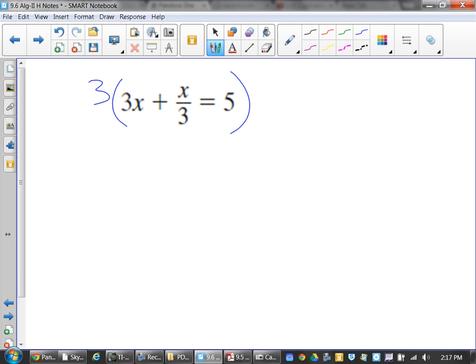So if you multiply everything by 3, you get 9x plus x equals 15. Is it okay that I don't show the distributive property in the simplification of that one fraction? Yes. Okay.